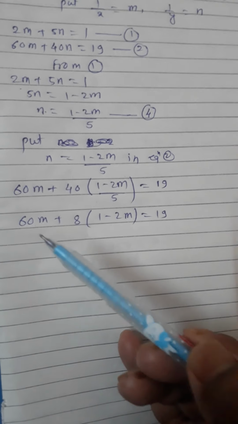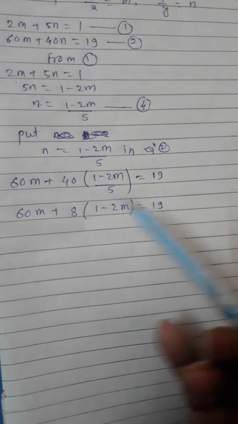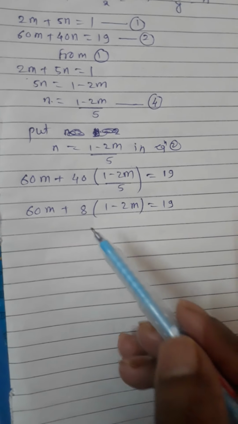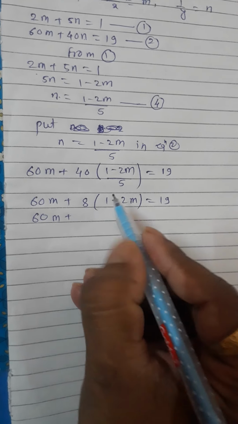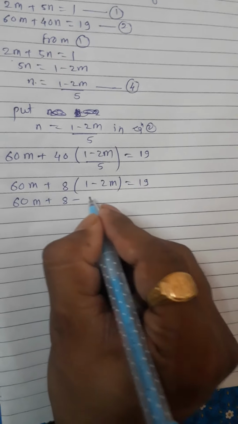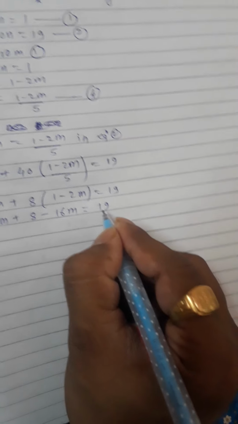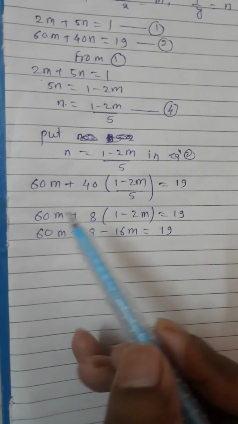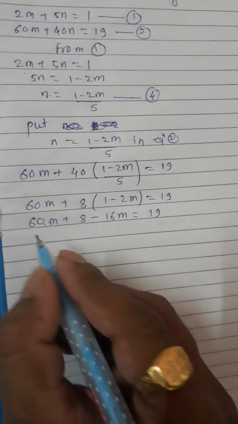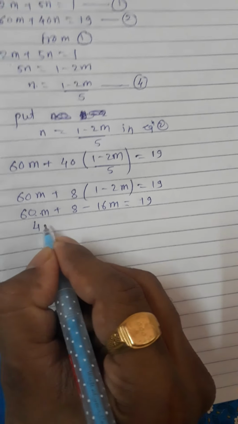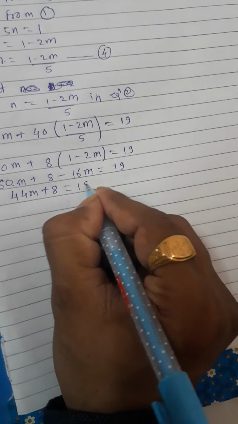So it becomes 60m plus 8 in bracket 1 minus 2m is equal to 19. 5 8s are 40. So multiply 8 to this bracket. 8 into 1 is 8. 8 2s are 16m. It is equal to 19. Here the like terms are 60m and 16m. So 60m minus 16m, that is equal to 44m plus 8, it is equal to 19.